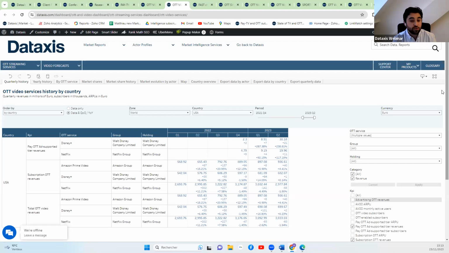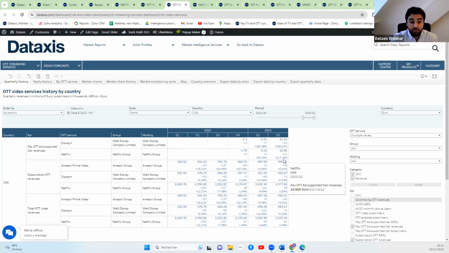But if we focus on what we see on the screen, we have a time frame, quarterly, at the top of the dashboard. We can see the revenues of the three main OTT platforms in the US: Disney+, Netflix, and Amazon Prime Video. And for the pay OTT ad-supported tier revenue, we see when this offer appears, and we clearly see that there is an increase of the revenues since this offer was launched.